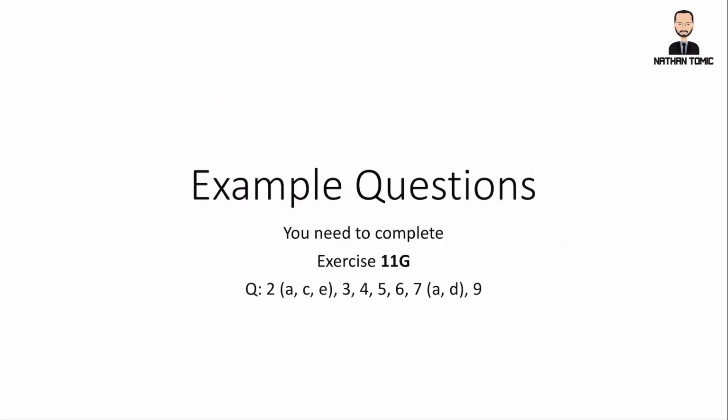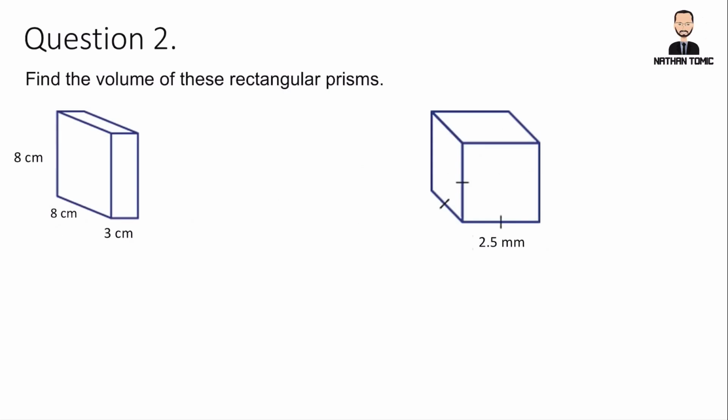So let's now have a look at the types of questions you're going to be asked. The first question simply says to find the volume of these rectangular prisms. So again, it's really about understanding what the measurements are, plugging them into your formula, and off you go. So the volume is equal to length times width times height. I always recommend you write the whole formula out just to help you to practice remembering it.